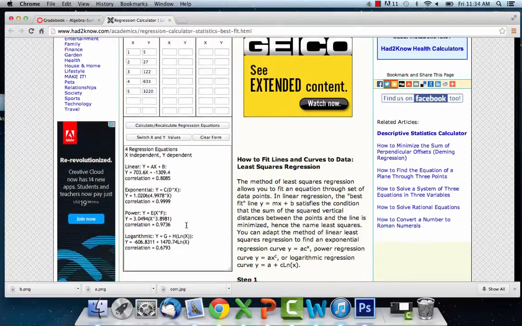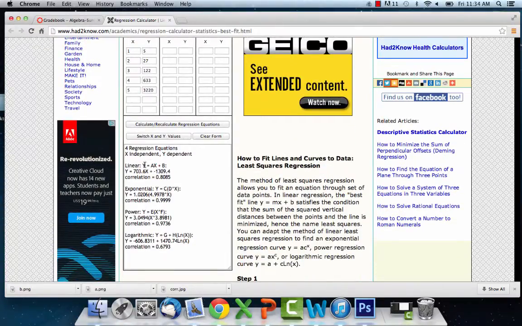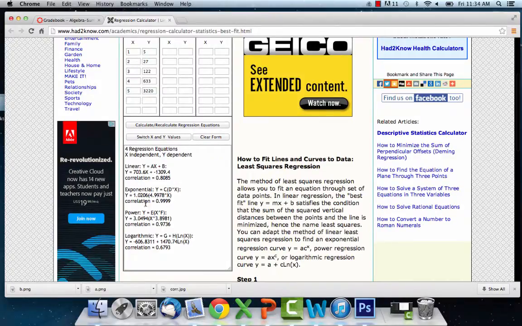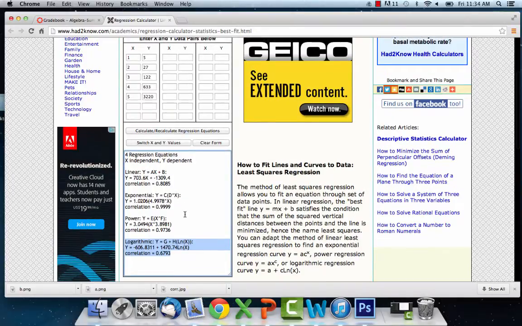And it's going to give us 4. It's going to give us what it calls power, which is not necessarily quadratic, and then exponential, and then linear, and logarithmic. And this you're not going to look at right now because we're not looking at logarithmic regressions at this time. So what we want to do is now look at R. R here is 0.8085. Here it's 0.9999 because remember exponential is what I was aiming for.